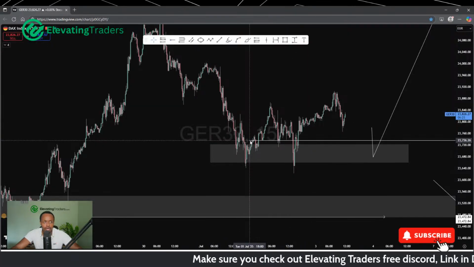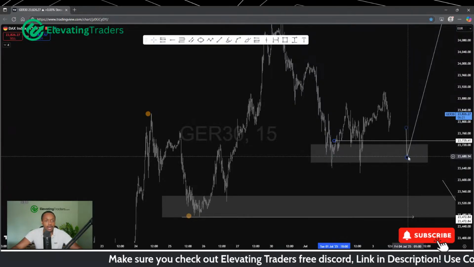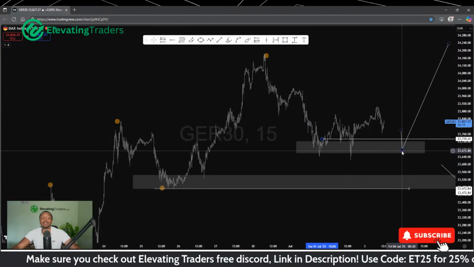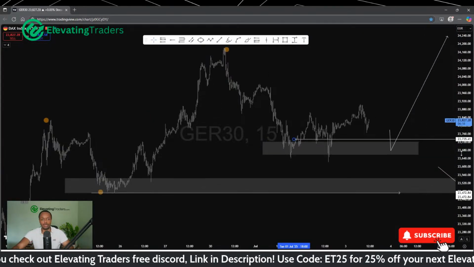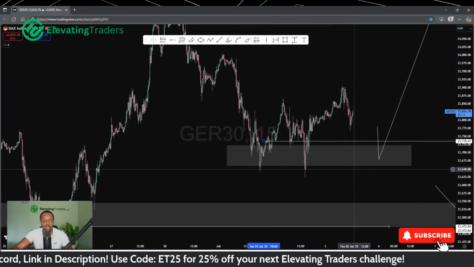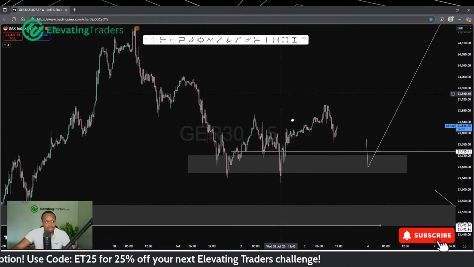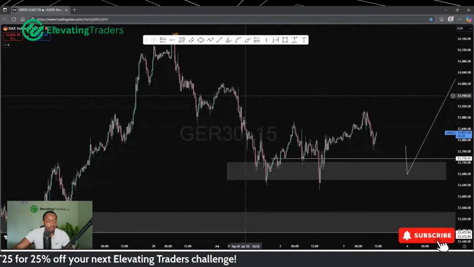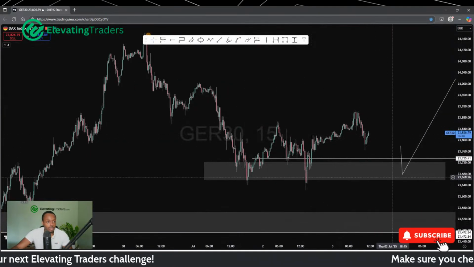So yeah, very nice entry. For the DAX, I do like the idea. I assume maybe stops underneath the low here, so 23,600 roughly, and maybe targets this area or that area. But yeah, I think that looks good on the 15 as well.